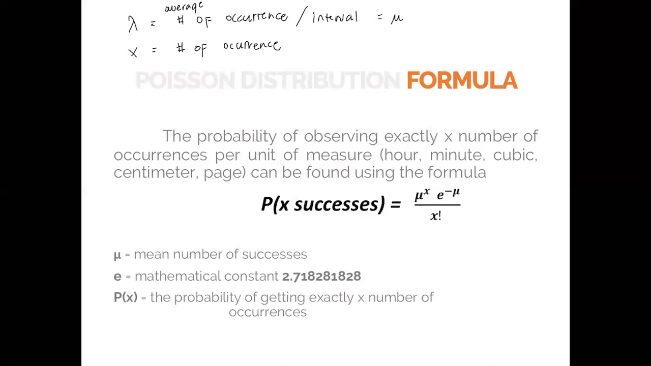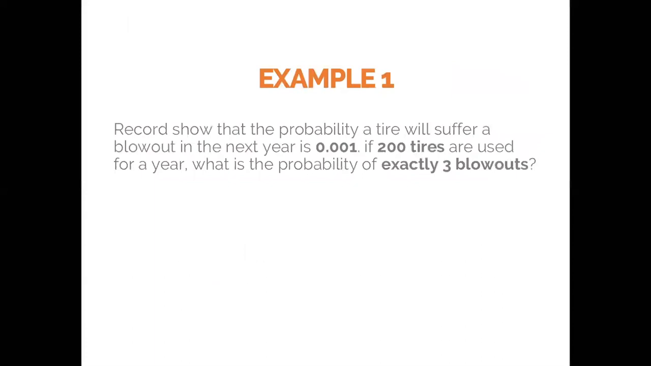So, yung formula lang niya is madali, no? So, mu raised to x times e raised to negative mu over x factorial, wherein yung e natin is yung Euler's number natin na 2.718 na meron sa calculator na stored value. Then yung mu natin is yung mean natin. Or sa ibang textbook, it's lambda raised to x times e raised to negative lambda over x factorial. So same lang yan. Okay? Then we try example number 1.